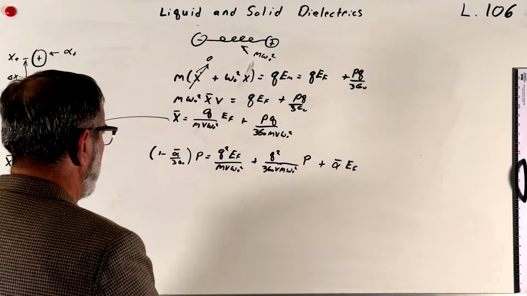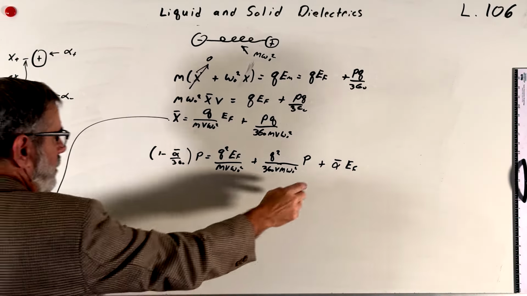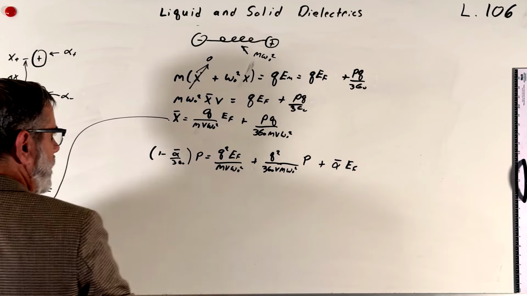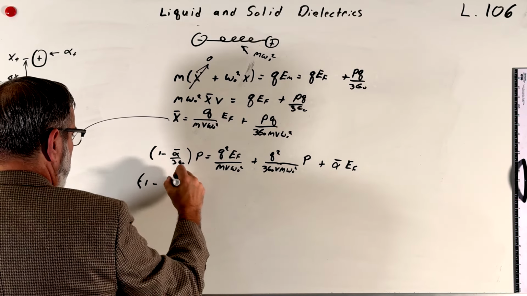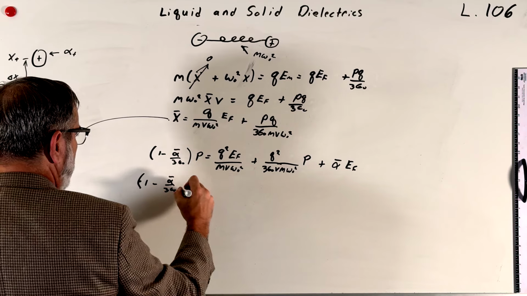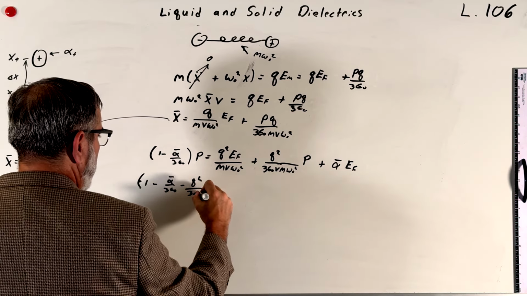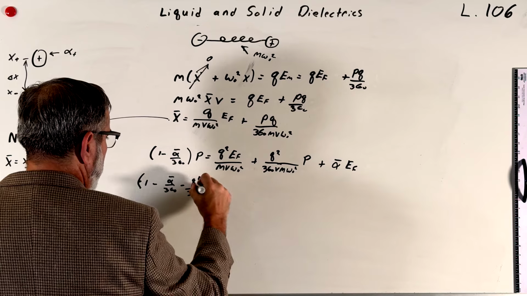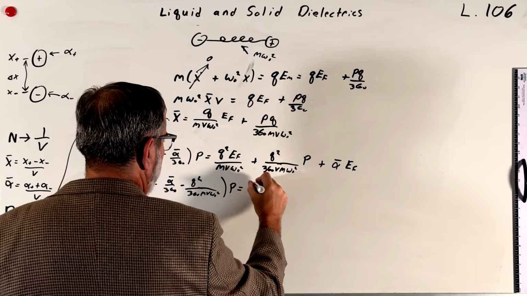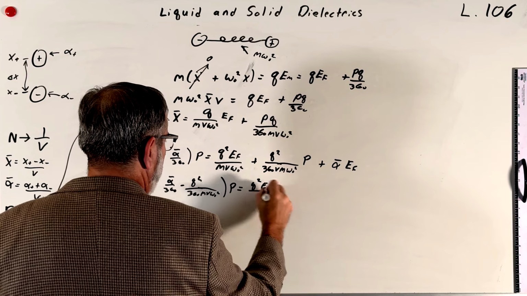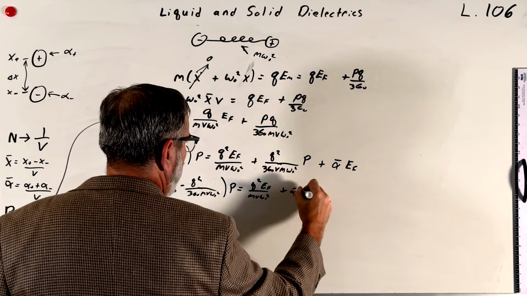I think that is correct. Again, I want to solve for p here. So we can move this over here. That's going to end up giving me 1 minus alpha bar over 3 epsilon naught minus q squared over 3 epsilon naught mv omega naught squared, all times p, and that will be equal to q squared E sub f over mv omega naught squared plus alpha bar E sub f.